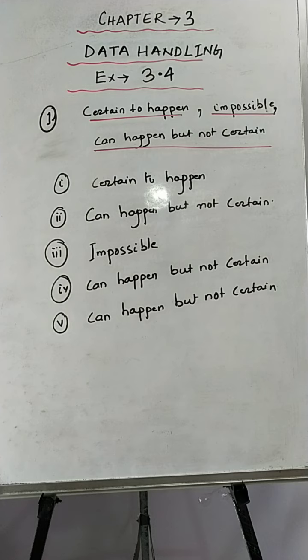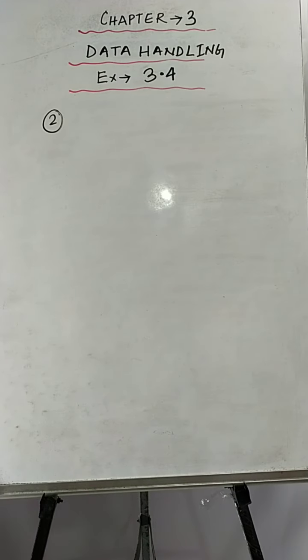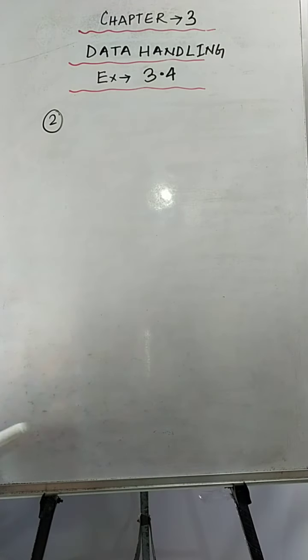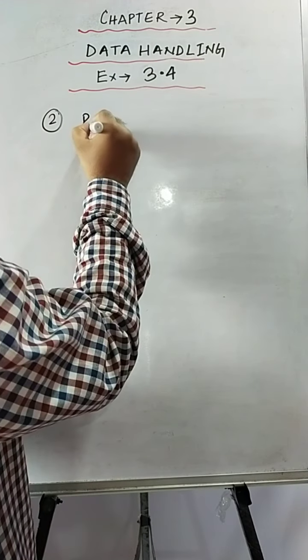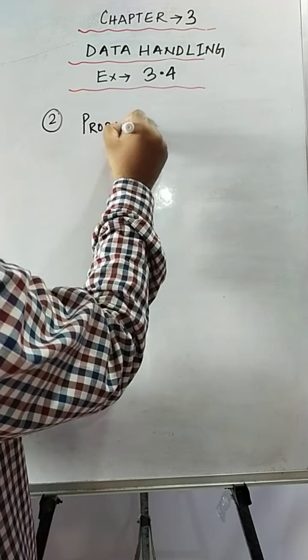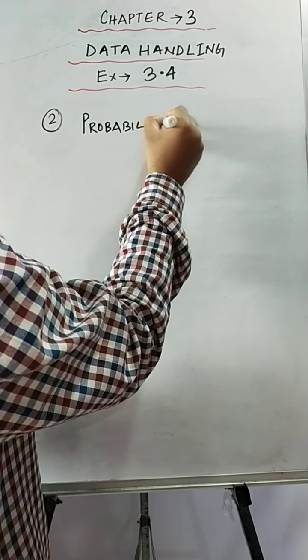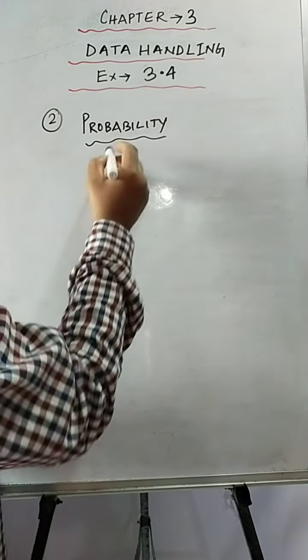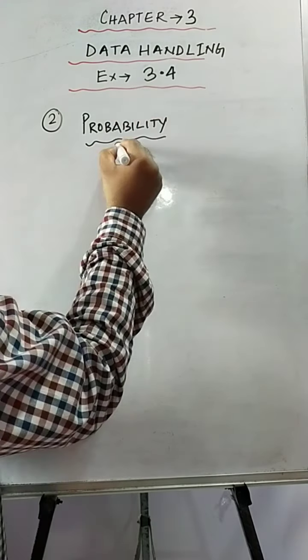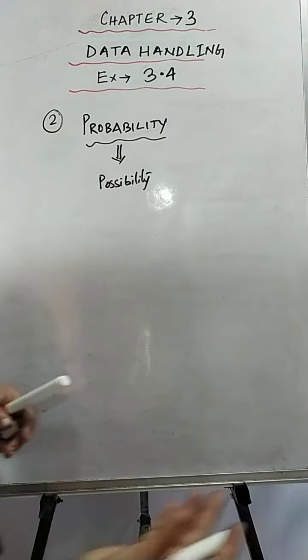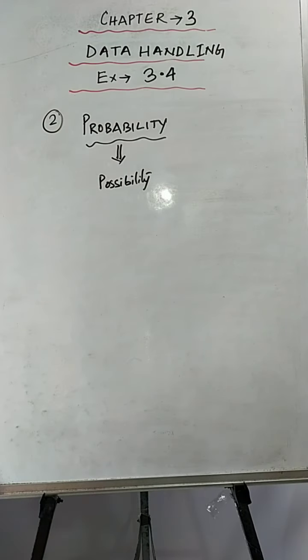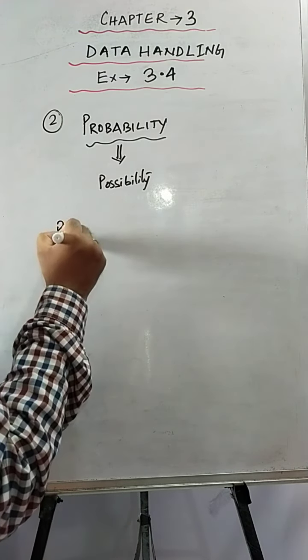Now let's move on to question number 2. Question number 2 is all about probability. I should write the word probability. Now what is probability? Probability is all about possibility. That is, what are the possible chances? And we can define probability, in fact we can write the formula. So let me write the formula.